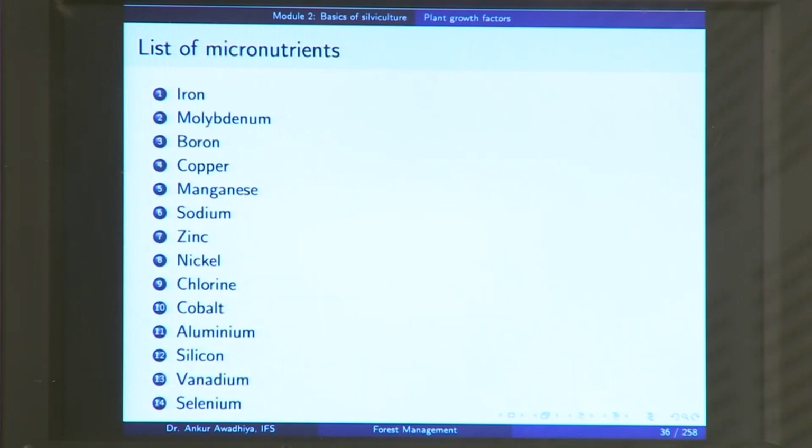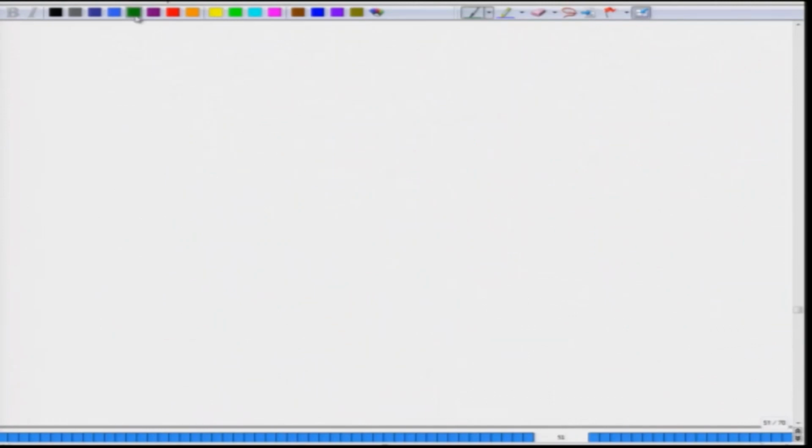And the list of micronutrients is very large. You have iron, molybdenum, boron, copper, manganese, sodium, zinc, nickel, chlorine, cobalt, aluminum, silicon, vanadium, selenium and the list goes on. So, these are some prominent micronutrients that the plants require. Now, if we talk about plants, they are getting these nutrients from either air or water and primarily from the soil.